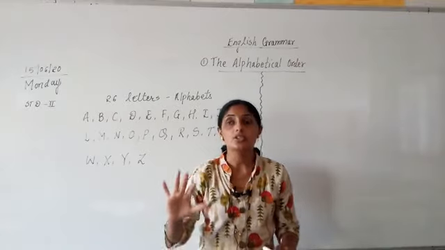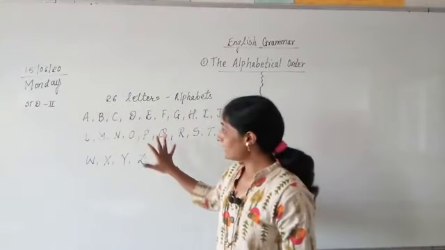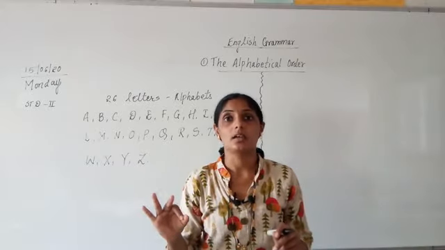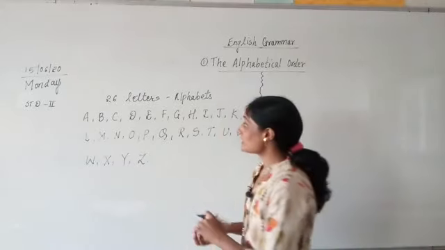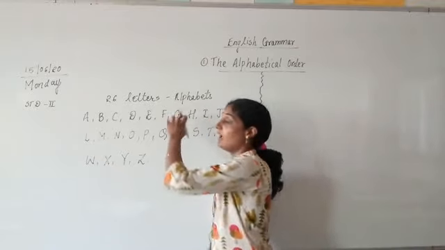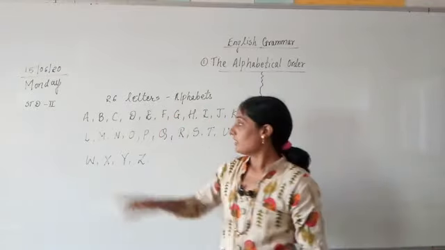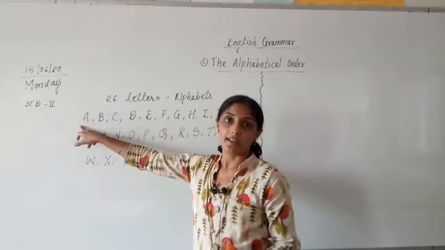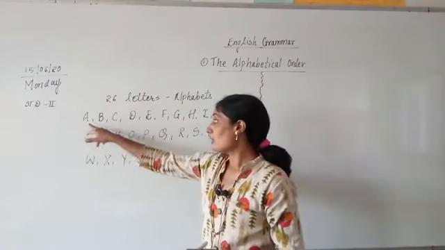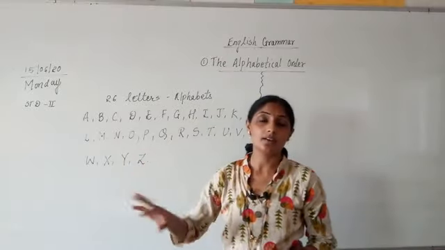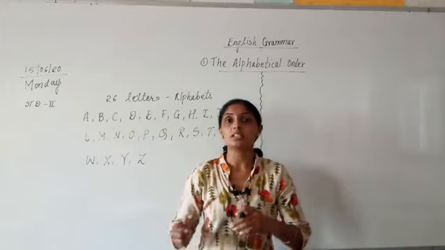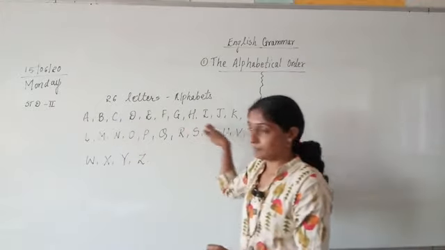In the English alphabet, how many letters are there? There are 26 letters. And which are those letters? Those letters are from A to Z. How many letters are there? 26 letters are there. And these 26 letters are in one sequence.